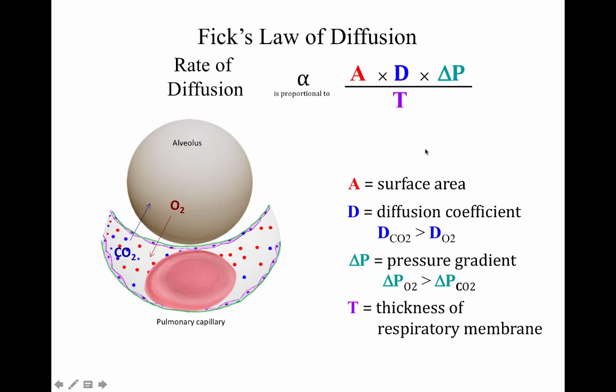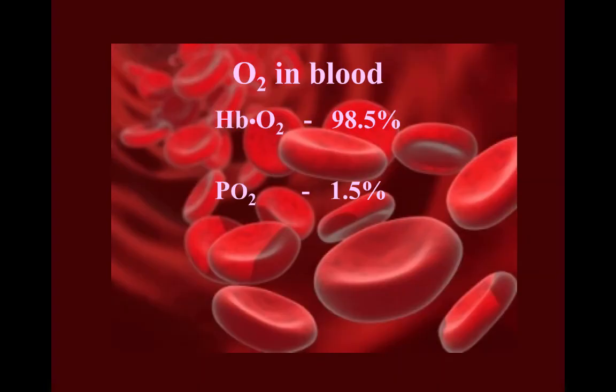And oxygen has its own components that say its diffusion coefficient, change in pressure, the thickness of the respiratory membrane, and overall surface area allow for a favorable diffusion of oxygen as well. So oxygen in the blood is moving mostly on oxygenated hemoglobin, on hemoglobin that has oxygen on it, and that's about 98.5% of the way oxygen is carried in the blood. The other 1.5% of oxygen in the blood is carried in the plasma. So not a lot of oxygen diffuses into the plasma, having to do with that diffusion coefficient.